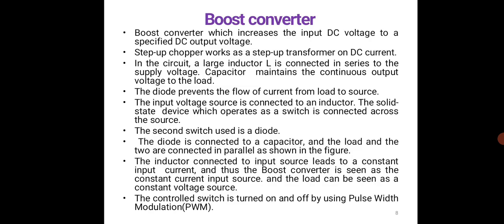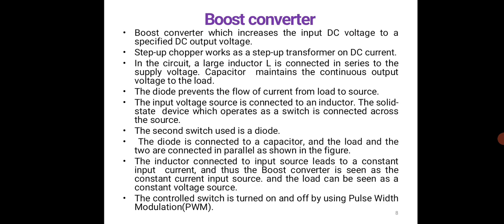Coming to the boost converter, which will increase the input DC voltage to a specified DC output voltage. The step-up chopper works as a step-up transformer on DC current. In the circuit, a large inductor L is connected in series to the supply voltage. The capacitor will maintain the continuous output voltage to the load. Here also the diode prevents the flow of current from load to source.